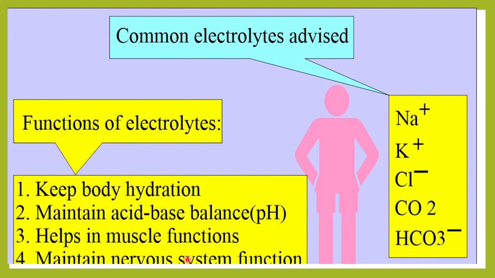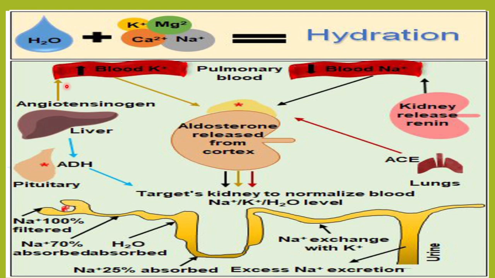In the further classes, we will deal in detail with each of these functions, because when these electrolytes become less or when these electrolytes become more, these functions of the electrolytes are altered and we get symptoms, signs, depending upon the loss or excess of these electrolytes. These electrolytes are maintained by many organs. Might be kidney, the liver, the pituitary, the lungs, etc. They all function together to maintain an adequate level of electrolytes in our body.